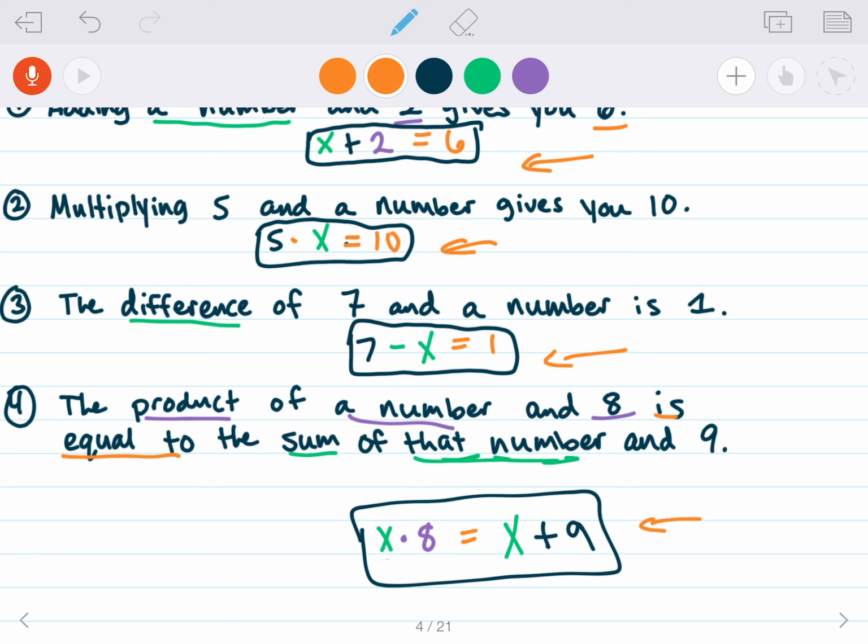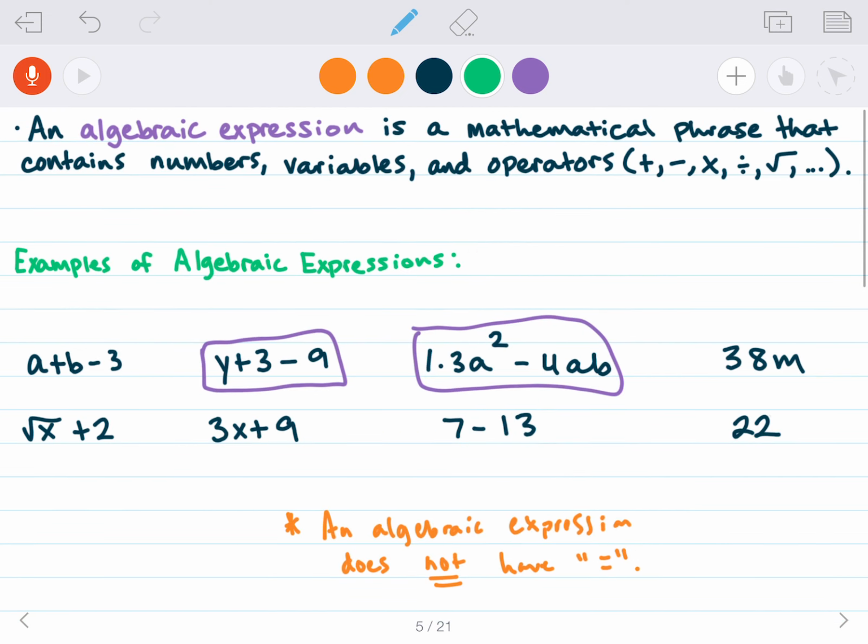Now we have expressions on each side of the equation. So on the left side of the equal sign is an algebraic expression, and on the right side of the equal sign is an algebraic expression. But if we look at it as a whole, these are all equations because of the equal sign. So anyway, each of these are algebraic expressions.